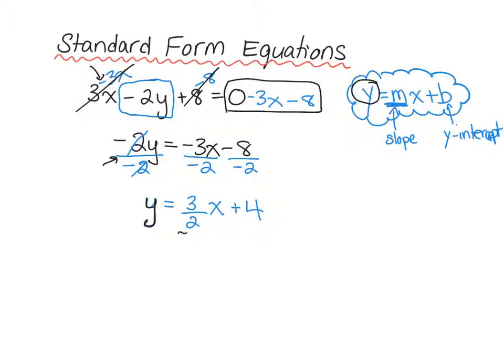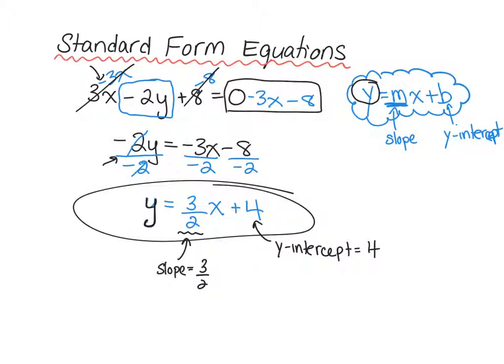And now I can see that my slope is 3 over 2. So the slope of this line would be 3 over 2. And I can tell that my y-intercept is positive 4. So yeah, you can do that for any linear equation that's in standard form. You can rearrange it into slope-intercept form. And then it's really easy to see the slope and the y-intercept.